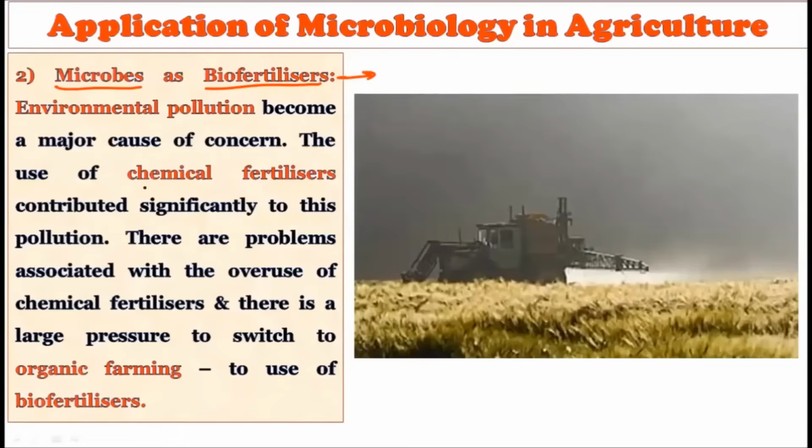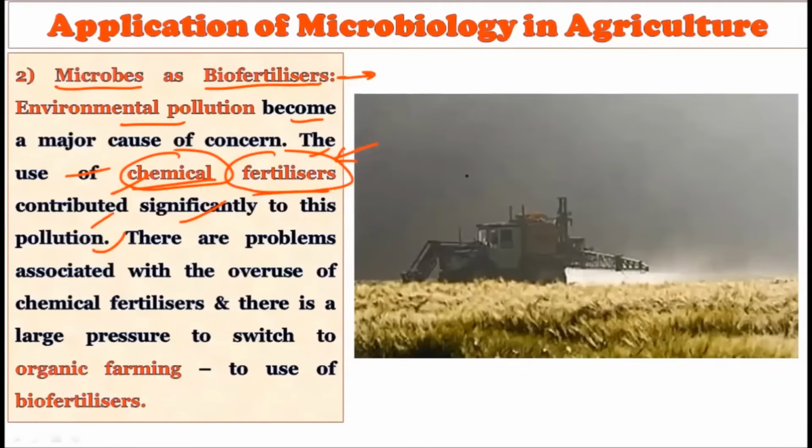Okay, nowadays what we use is the chemical fertilizers, but as we came to know now, these chemical fertilizers are giving more harmful effects than the beneficial effects. Okay, now see, environmental pollution has become the major cause of concern. The use of the chemical fertilizer contributed significantly to this pollution. देखिए, जो भी एग्रीकल्चर में केमिकल फर्टिलाइजर यूज किया जाता है, इसका बहुत ही नेगेटिव इंपैक्ट एन्वायरमेंटल पोल्यूशन पे होता है. आज की डेट में जो भी एन्वायरमेंटल पोल्यूशन हो रहा है, उसके लिए लार्जली रिस्पॉन्सिबल है केमिकल फर्टिलाइजर्स.